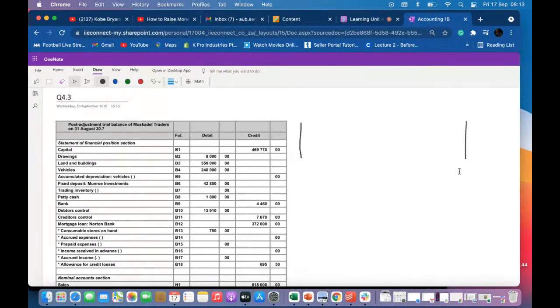Okay, so I'm just quickly drawing our financial year. So it's 31 August over here, and this is 2007. So the financial year will begin 1 September 2006. So this is the period that we are interested in.